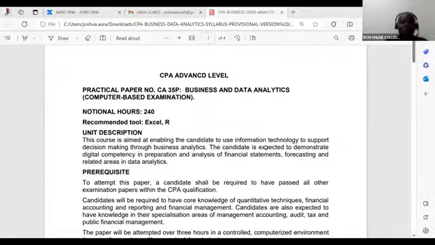It's called the practical paper number 35. It's business and data analytics, and it's going to be a computer-based examination. All of you shall be required to go with a laptop to KASNEB premises or any other center approved by KASNEB to tackle that exam in a computer environment. So there shall be no paperwork. You will not write any paper for this exam.